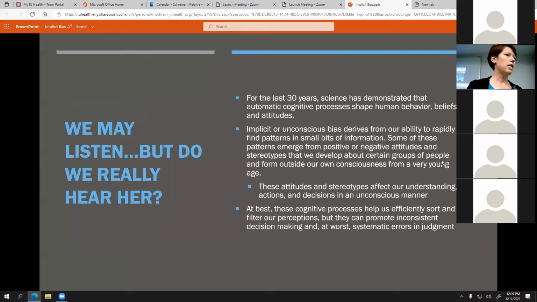For the last 30 years, implicit bias has been studied, and researchers have demonstrated that there's an automatic cognitive process that shapes our behavior, beliefs, and attitudes. That's what implicit bias is. It's an unconscious bias, and it derives from our ability to rapidly find patterns in small bits of information. Some of these patterns emerge from positive or negative attitudes and stereotypes that we develop about certain groups of people, formed outside of our own consciousness.